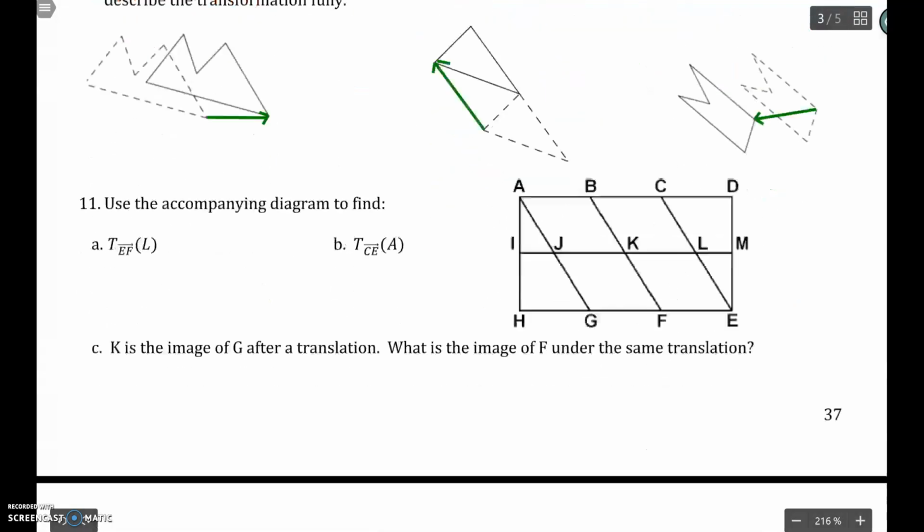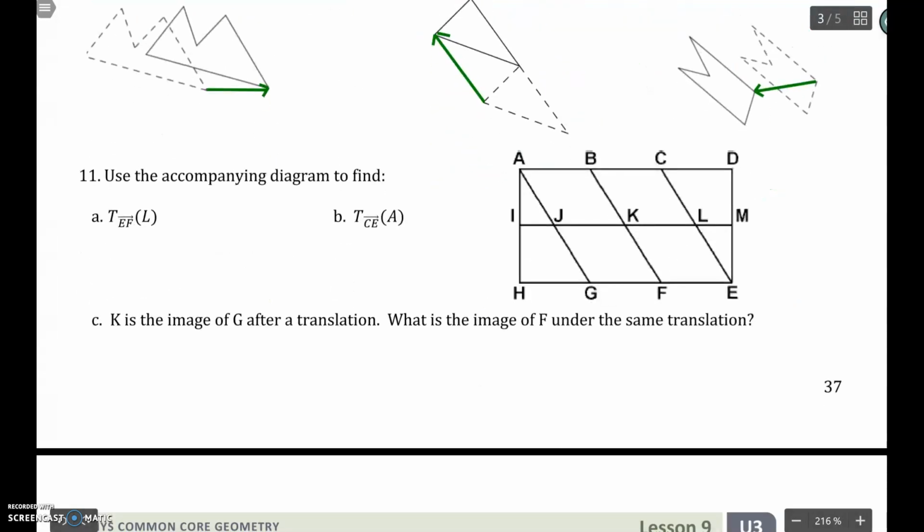All right, and then finally on number 11, we're using our translation from E to F as the vector. So we have to look at our picture. How do we get from E to F? We have to go left 1 unit. If I did the same exact thing starting at L, go left 1 unit, I would get an answer of K. For part B, if my vector is C to E, I have to go down and to the right 2 units. If I did the same thing starting at A, I would land on G.